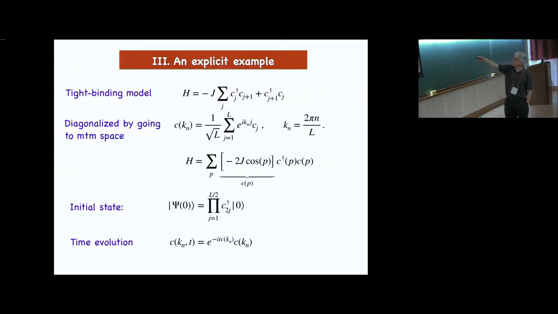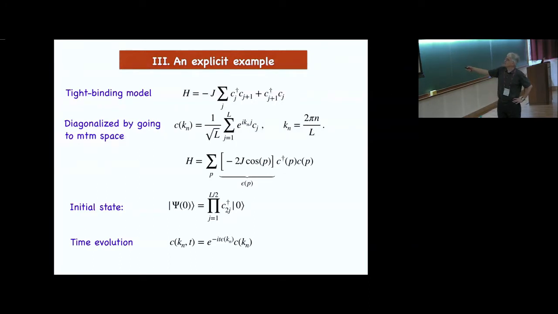Okay, so then in terms of these creation annihilation operators, the Hamiltonian now is diagonal. It's some energy, which is just some cosine dispersion, times the number operator of fermions with momentum p. Here the Hamiltonian just breaks up into a sum of different momentum sectors, and each momentum sector is very simple. It's either occupied or unoccupied.